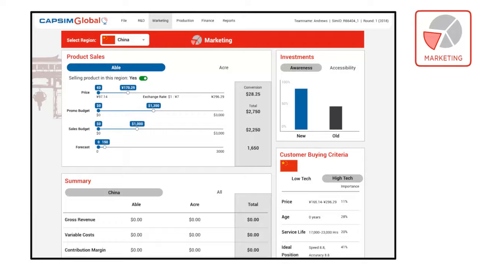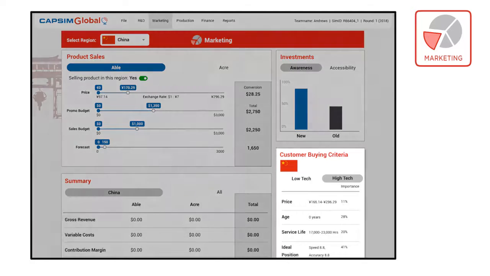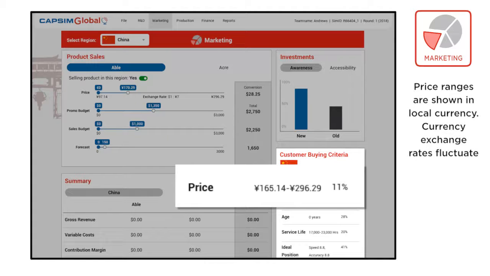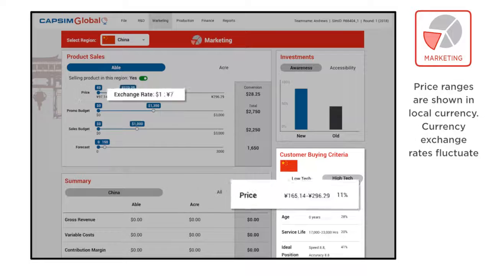Just like in R&D, you'll need to pay attention to the customer buying criteria to set a price that targets the high-tech or low-tech segment in the countries you plan on selling in. Keep in mind that each country uses their own currency, which is reflected in their desired price ranges. Make sure you monitor the exchange rate when setting your price, as this fluctuates from year to year.